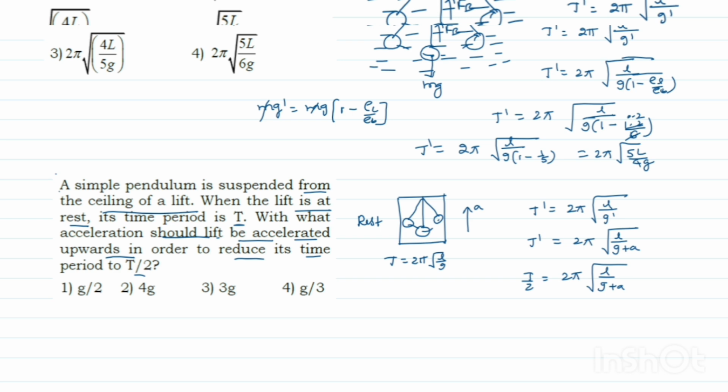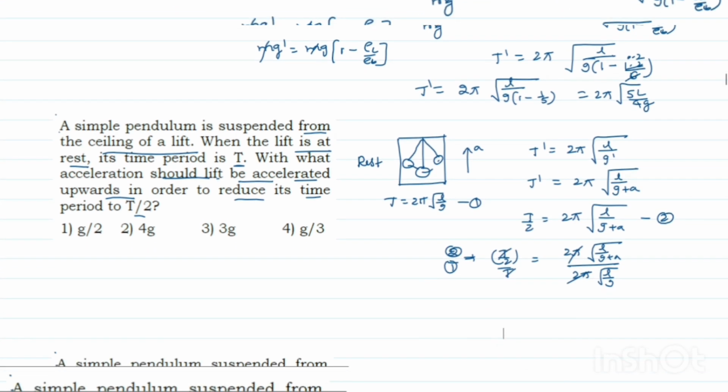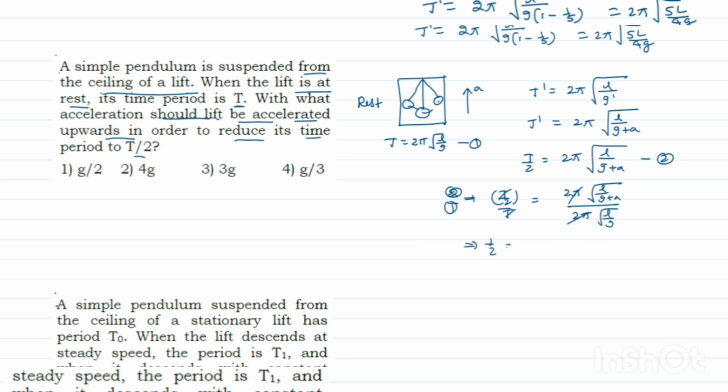When simplifying, take this as the first equation and this as the second equation. Dividing, T by 2 by T equals 2π√(L/(g+a)) by 2π√(L/g). The 2π cancels and T cancels, so we get 1 by 2, and √L also cancels, giving √g over √(g+a). Squaring both sides, we get 1 by 4 equals g by (g+a). Then g+a equals 4g, so a equals 3g. So a equals 3g is the correct answer.